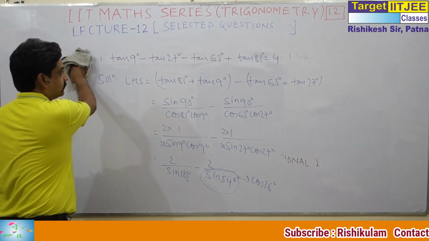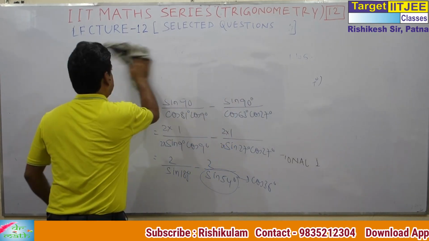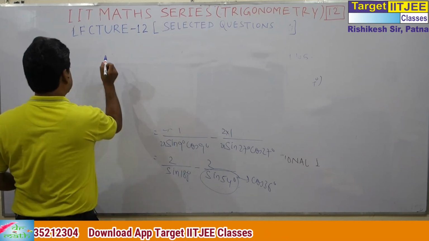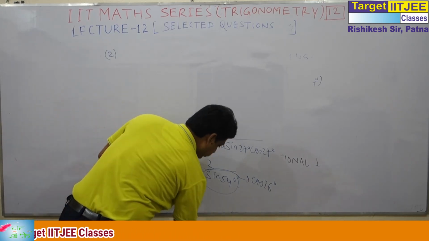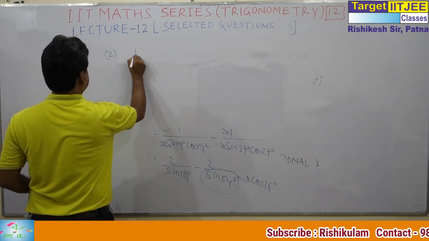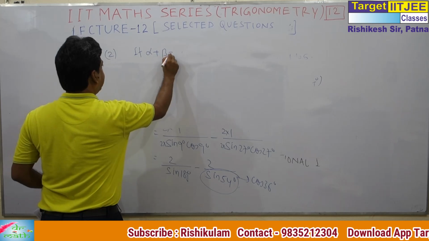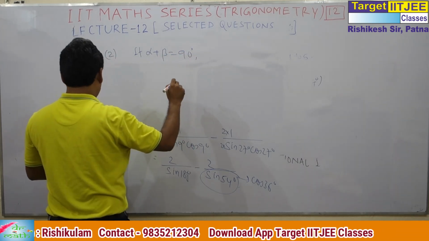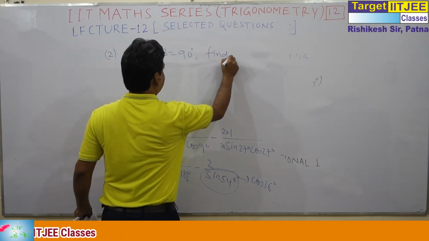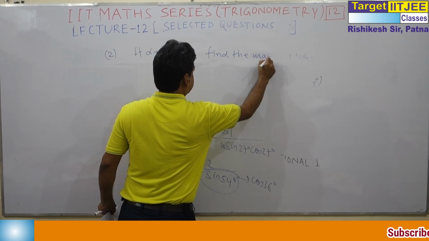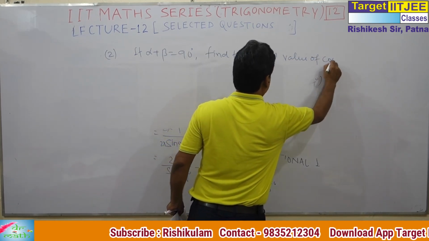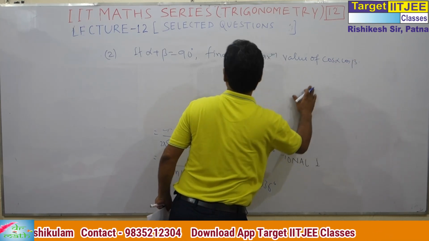Come to second question. What was the second question? The question number 2. The question was an easy one. If alpha plus beta is equal to 90 degrees, show that the maximum value of cos alpha cos beta is 1 by 2. Easy, nothing.